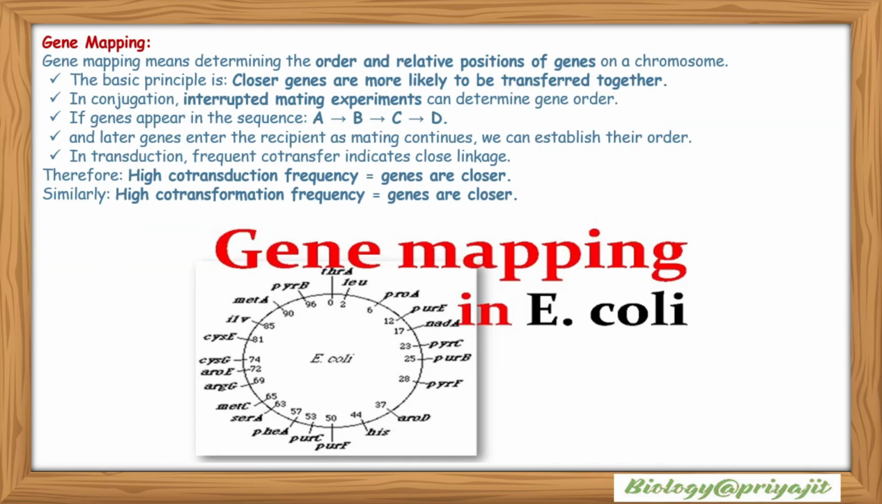Gene mapping. Gene mapping means determining the order and relative positions of genes on the chromosome. In conjugation, the basic principle is that closer genes are more likely to be transferred together. Interrupted mating experiments can determine the specific gene order. If genes appear in the sequence A, B, C, D, and later genes enter the recipient as mating continues, we can establish their order. In transduction, frequent cotransfer indicates close linkage. Therefore, with high cotransduction frequency genes are closer, and with high cotransformation frequency genes are closer.